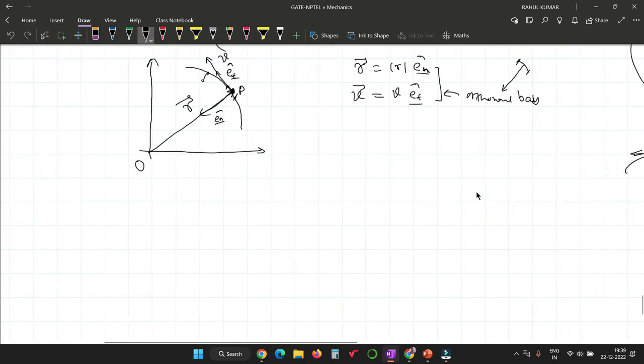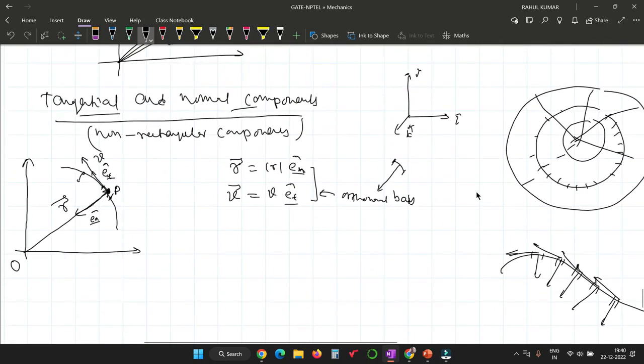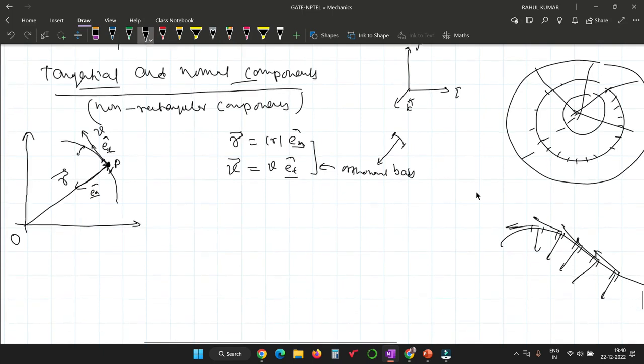Okay, so there is a difference. Obviously, polar coordinate is also a part of curvilinear motion, but curvilinear motion is a general thing. So here Et and En is an orthonormal basis. Definitely En is always perpendicular to Et, and the magnitude of En is 1, which is exactly equal to the magnitude of Et.